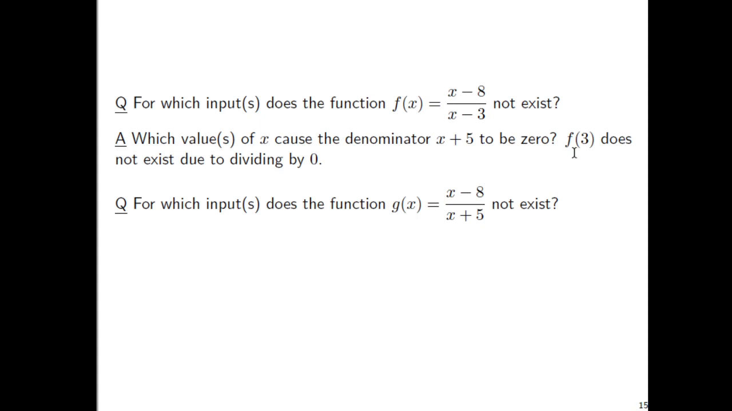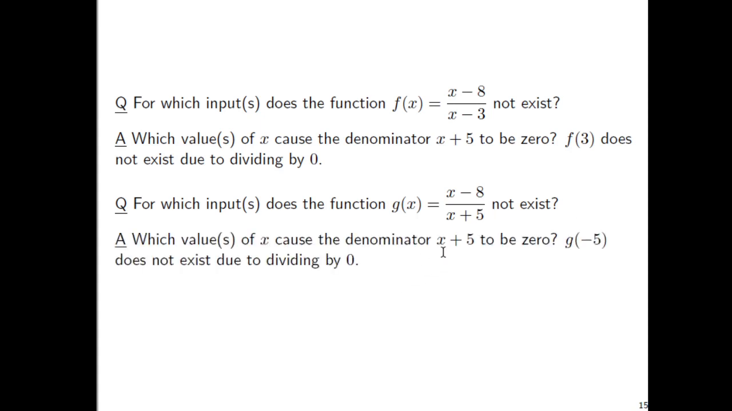Here's another one. For which inputs does the function g of x equals x minus 8 over x plus 5 not exist? Here, this is the correct text, right? Which values of x cause the denominator x plus 5 to be 0? The value of x which causes a problem would be x equals negative 5. So g of negative 5 doesn't exist.